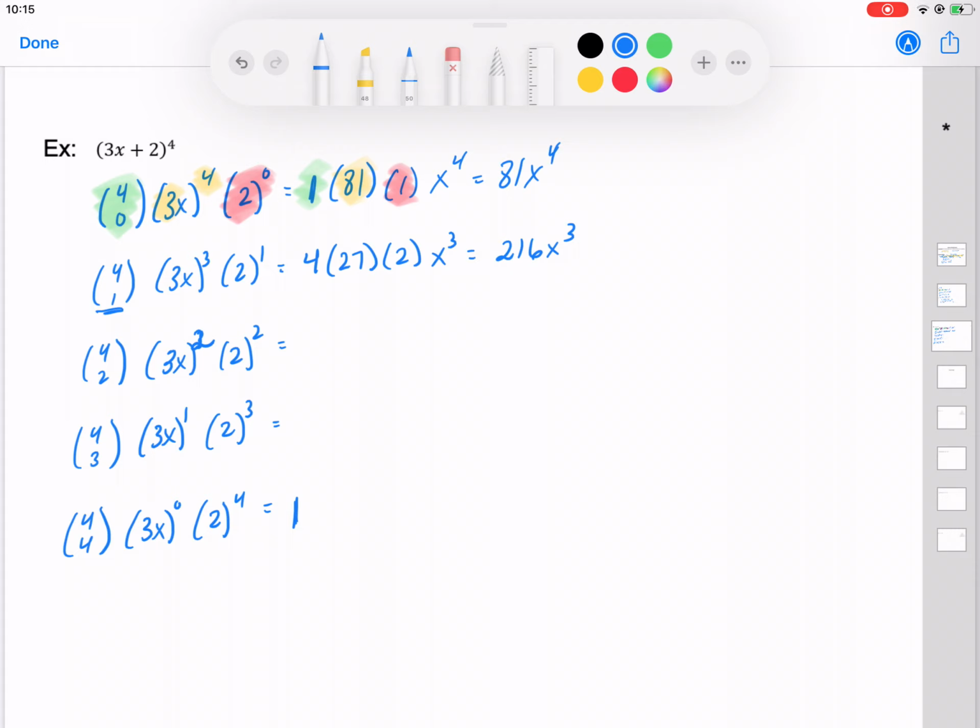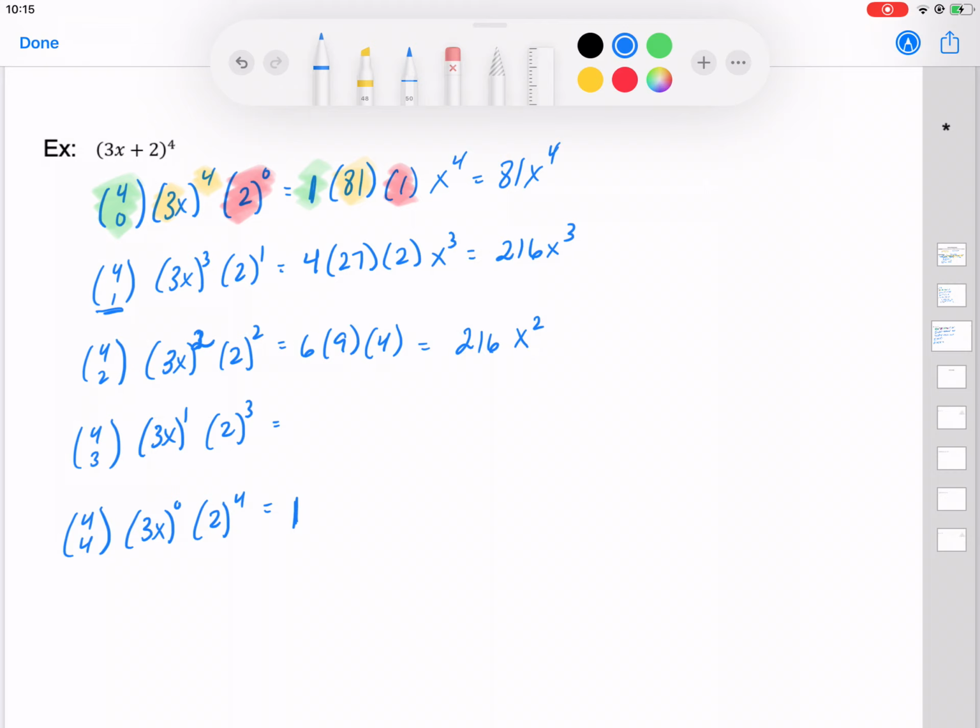Okay, 4 choose 2 is 6. If you put it in the formula, remember the formula is n factorial over r factorial times n minus r factorial. I haven't gone over that, but if you need help with that formula, let me know. So 4 choose 2 is 6, 3 squared is 9, 2 squared is 4. So we've got 6 times 9 times 4. 6 times 9 times 4 is 216 as well. And then we've got x to the 2nd power.